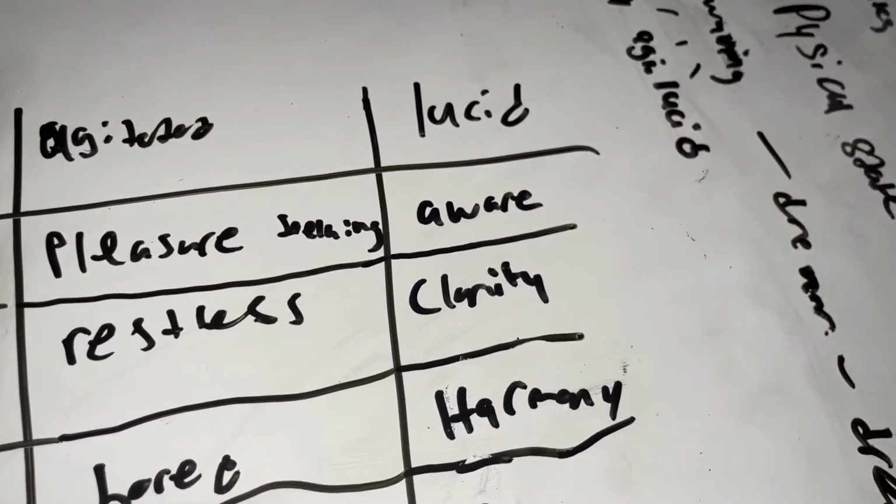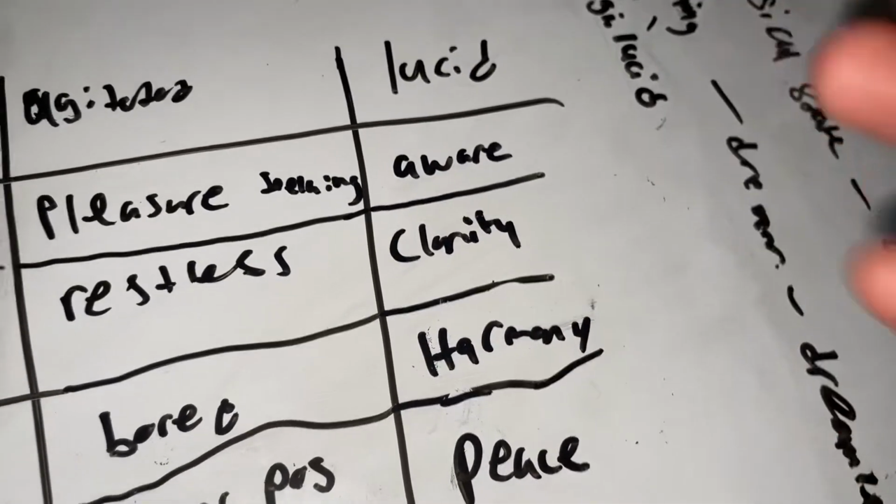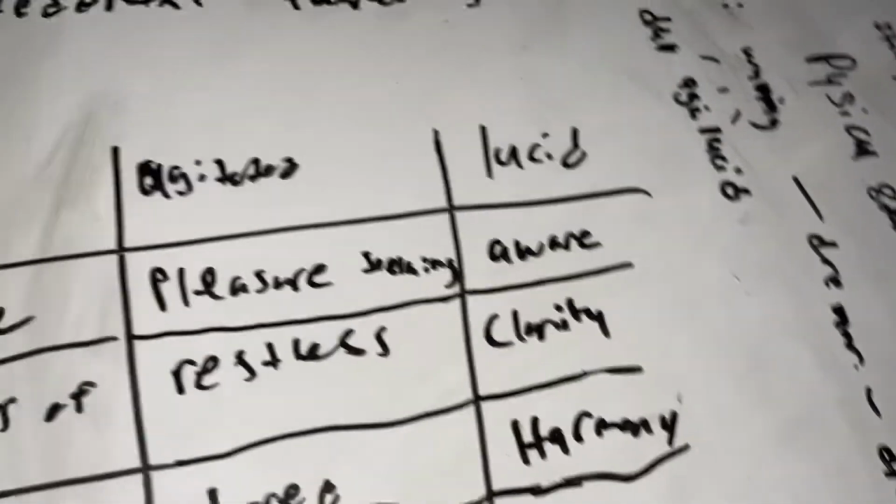Inside the lucid state, you have awareness, clarity, harmony, peace, happiness, joy, and overall, there's just pure transcendental awareness, aka divine awareness. The reason why I say transcendental is because this awareness transcends the physical plane. Inside the lucid state, you have become aware of yourself as the divine. You have become aware of yourself as the creator, and because of this, you can fully create whatever you want.